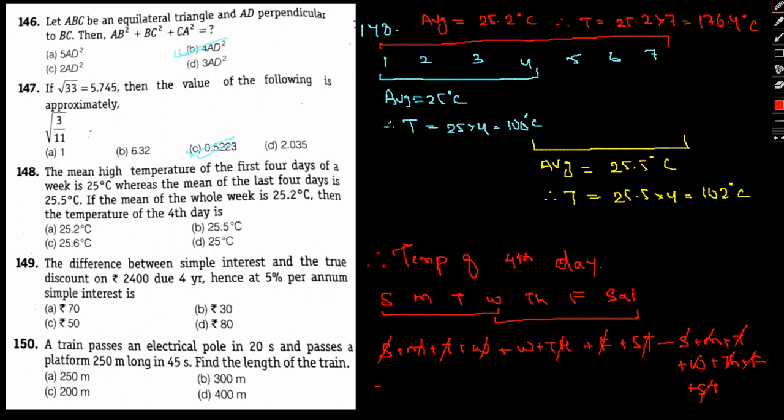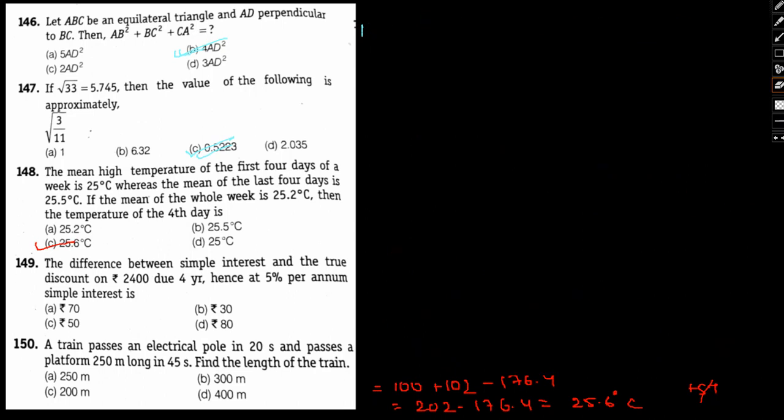That is first 4 plus last 4, that is 100 plus 102, minus 176.4. That is 202 minus 176.4, which would be equal to nothing but 25.6 degrees Celsius. Option C. I hope the approach we have taken to solving this is clear. That said, let's move on to 149 now.